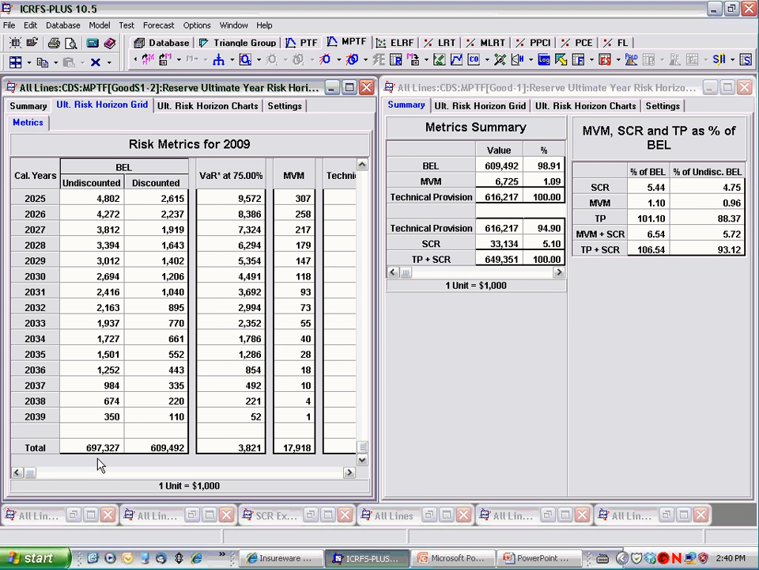Okay, so just in summary, ICRFS-Plus, the MPTF module, the one that allows you to design a composite model for multiple LOBs, also allows you to compute the Solvency II SCR at 1-year risk horizon and ultimate year risk horizon with various degrees of fungibility across LOBs. You can set up portfolios that are ring-fenced, and also fungibility, if you like, along the calendar years going forward, or non-fungibility going forward. Okay, thanks for that.